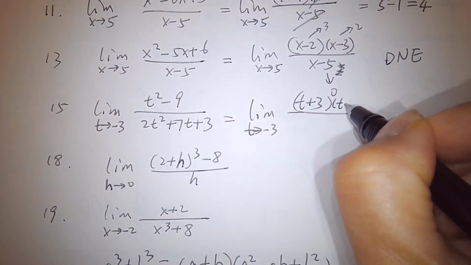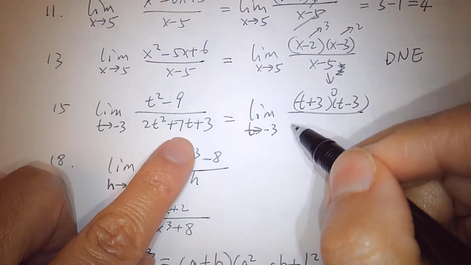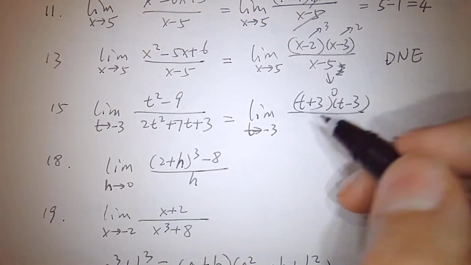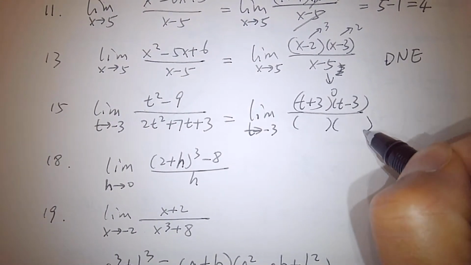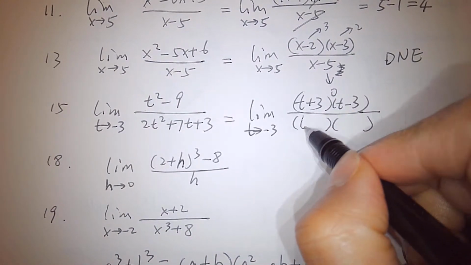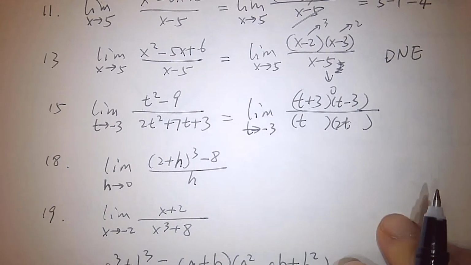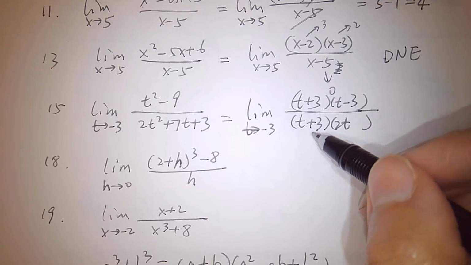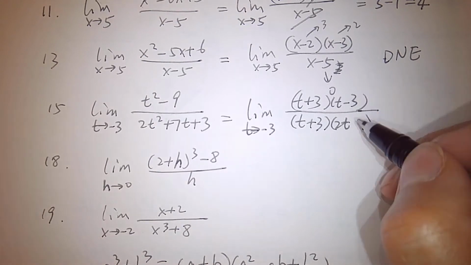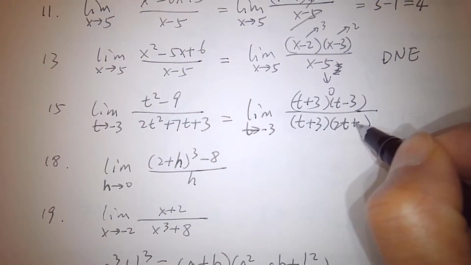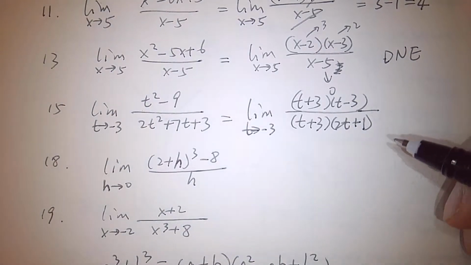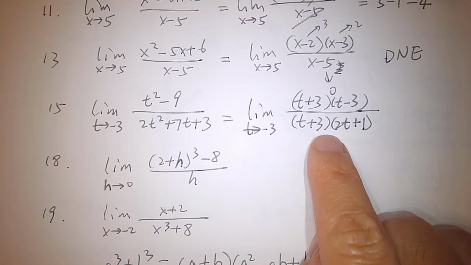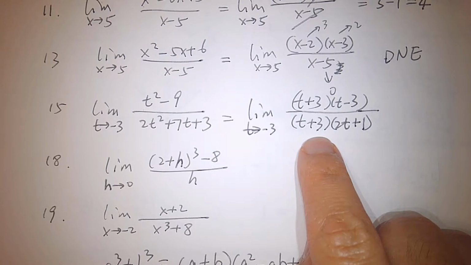Factor. How do we factor the bottom? Can anyone tell me? Multiply the leading coefficient against the last coefficient, and you can then work from there, and you end up with 2t squared plus t as well as t plus 3. Yeah, t plus 3 and 2t plus 1, right? Yes. Am I right? Okay.